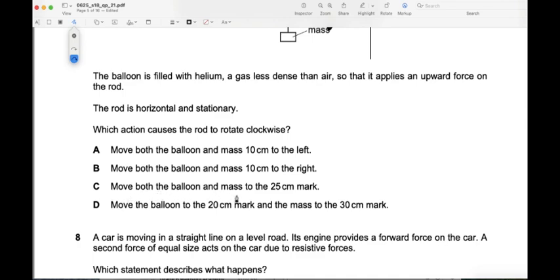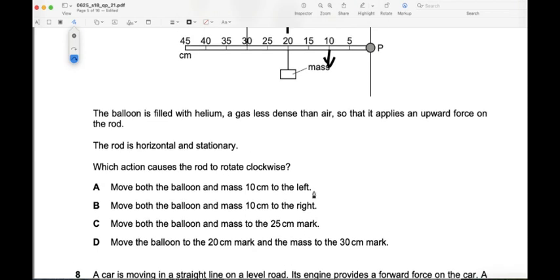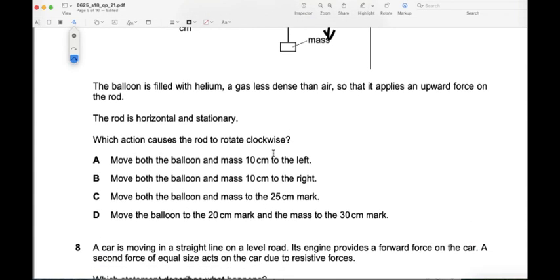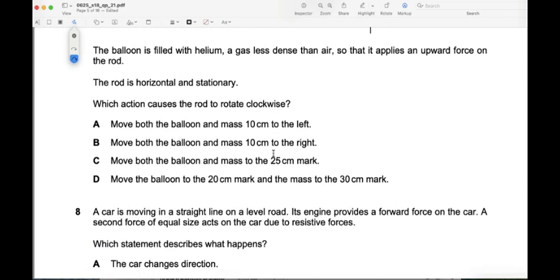C. Move both the balloon and the mass to the 25 centimeter mark. The 25 centimeter mark is here. Both of them in the same place. They don't have the same weight, so it will not happen that way. D. Move the balloon to the 20 centimeter mark and the mass to the 30 centimeter mark.